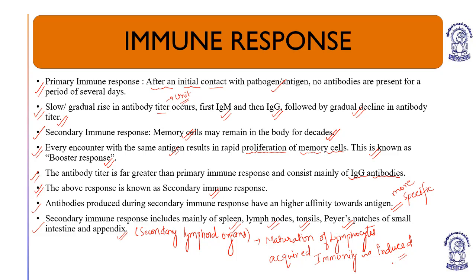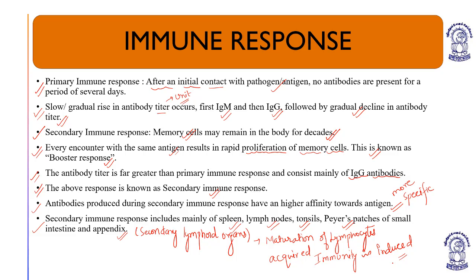So this is the immune response: the primary immune response and the secondary immune response. The primary immune response is slow, IgM followed by IgG. The titer increases and then decreases. The lag period, where no antibodies are formed, depends upon the pathogenicity, meaning the effect of the antigen.